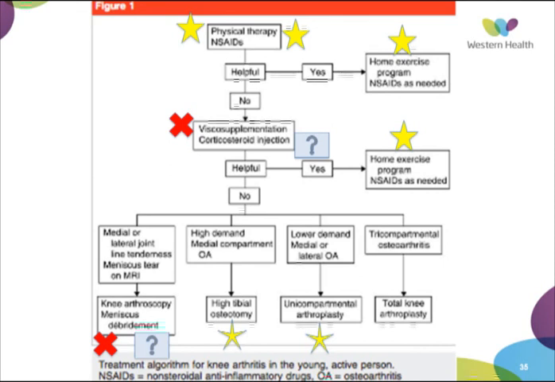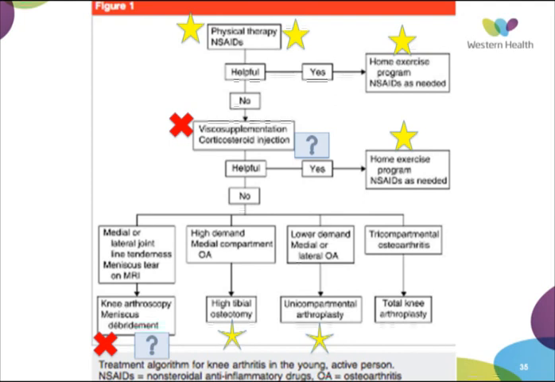So total knee, we spoke about that before. It is of benefit, but the patient needs to be well counselled that their activity levels are likely to be considerably decreased, that there is the risk of going on to have revision surgery in the future.